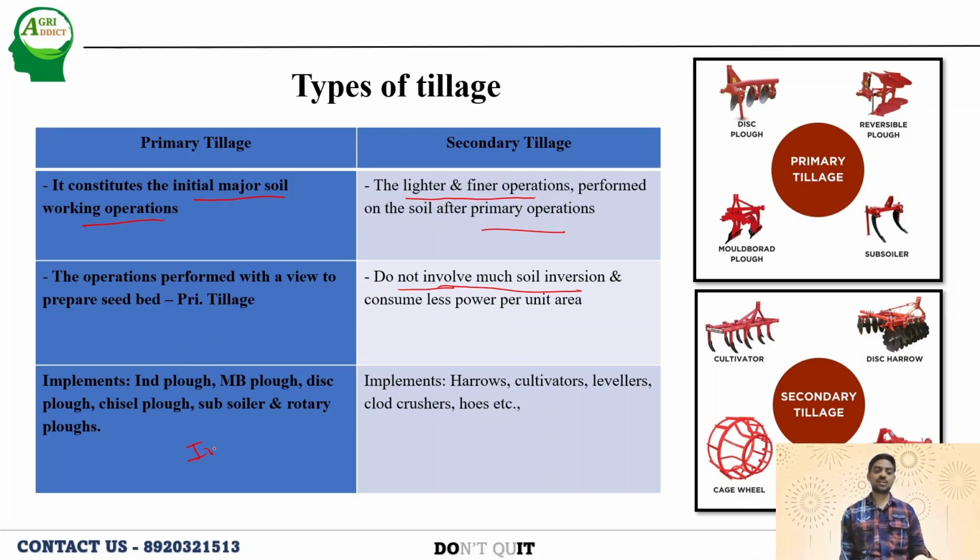Very important is to remember the examples for primary tillage implements and the secondary tillage implements. The subsoiler, the rotary plow, chisel plow, disc plow, MB plow, indigenous plow, they are all coming under the primary tillage implements. Harrow, cultivators, levelers, clod crushers come under the secondary tillage. If you don't understand them by words, I have also given some pictorial representation. You can take a note. The cultivator, the disc harrow, rotavator, these are the secondary tillage implements, and the primary tillage implements constitute subsoilers, plow, disc plow, and the reversible plow.